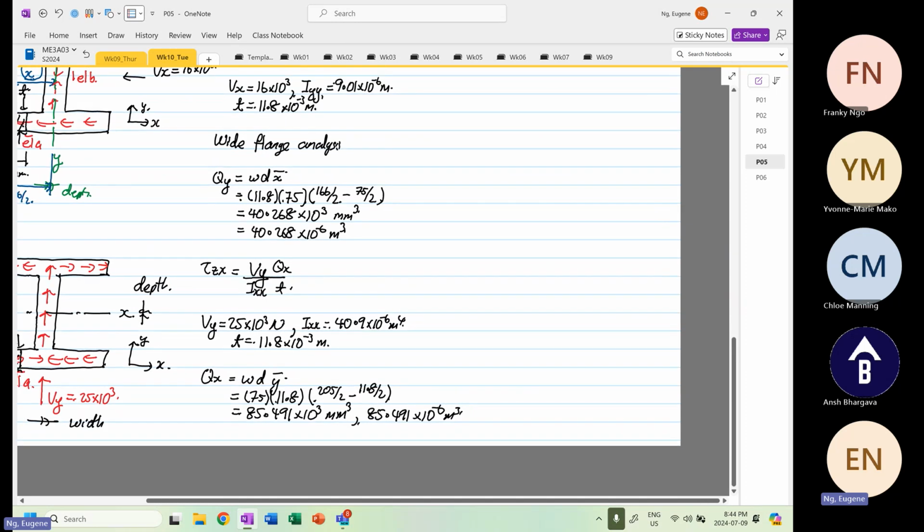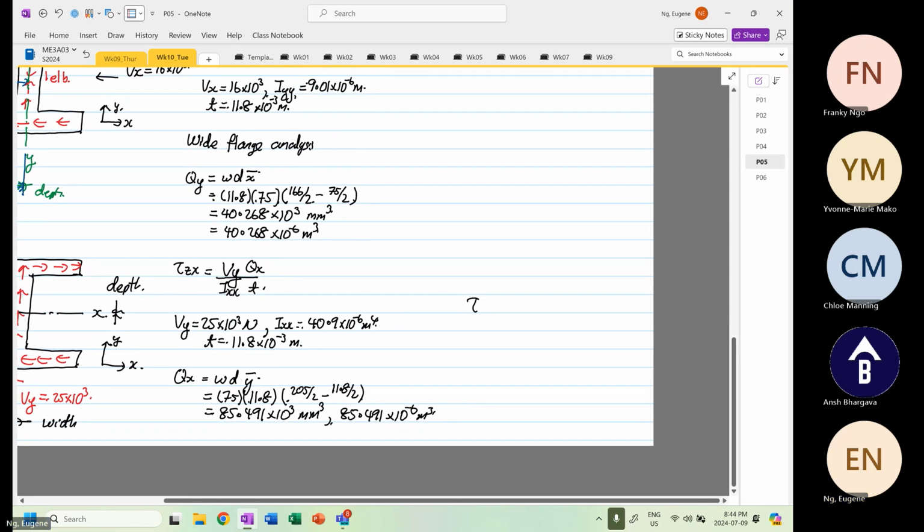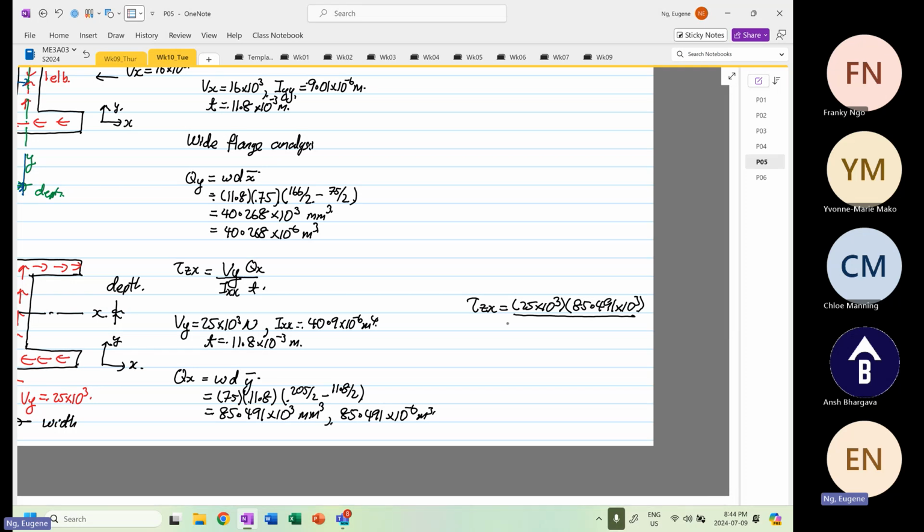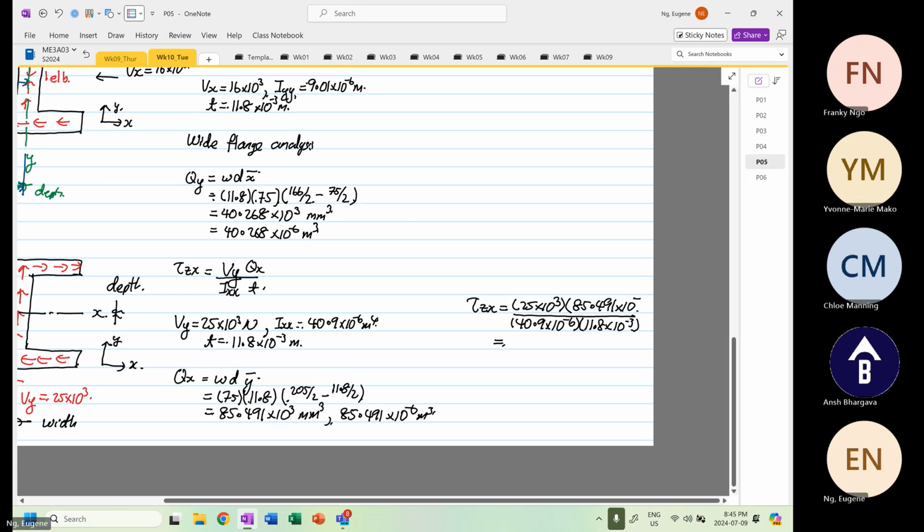So from here we can calculate our shear. Zx is equal to 25 times 10 to the power 3. Again, it's a wide flange analysis. Multiplied by 85.491 times 10 to the power minus 6. Then we're going to divide by IZZ, which is equal to 40.9 times 10 to the power minus 6. And then the thickness is 11.8 times 10 to the power minus 3. So this is equal to 4.42.